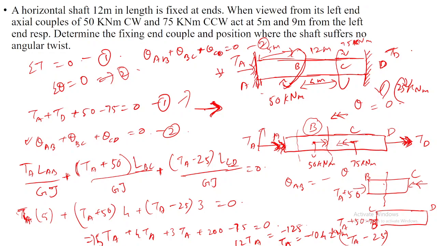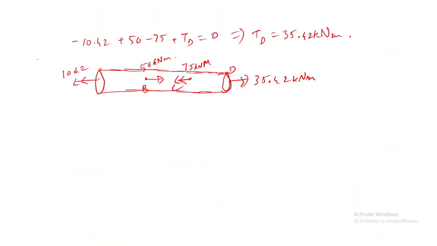First I want to find the angle of twist theta BA, which is the angle of twist at B with respect to A. So A is actually 0, so it will be theta B. So what is theta B actually? How can we find it? It is T into L divided by G into J.